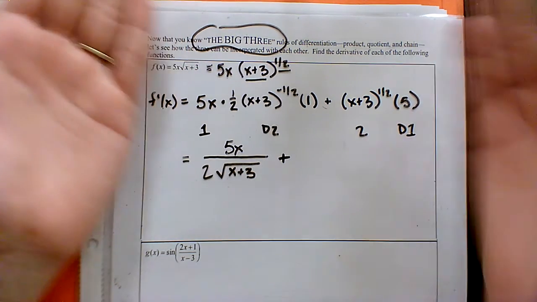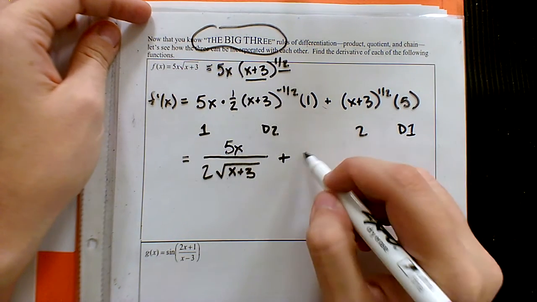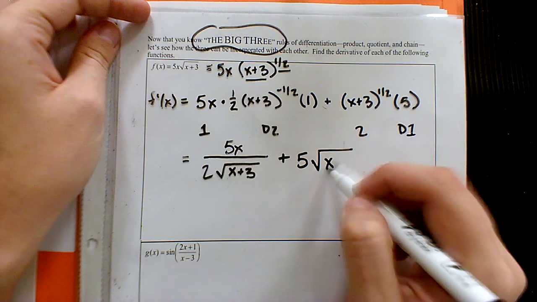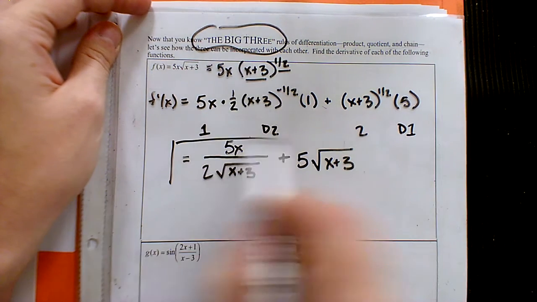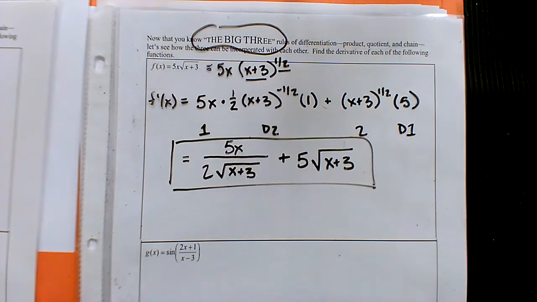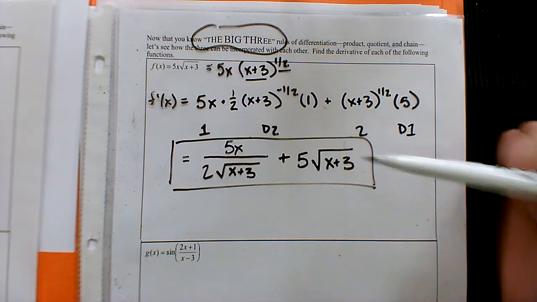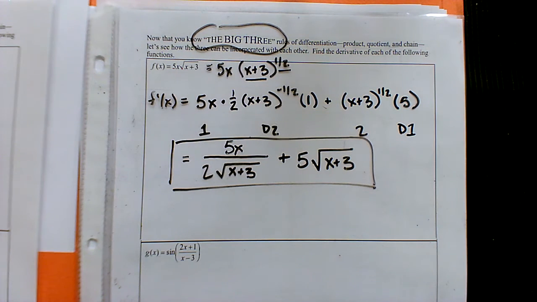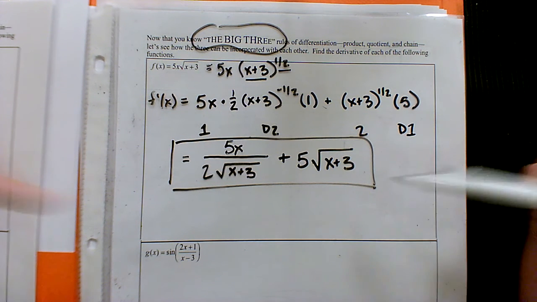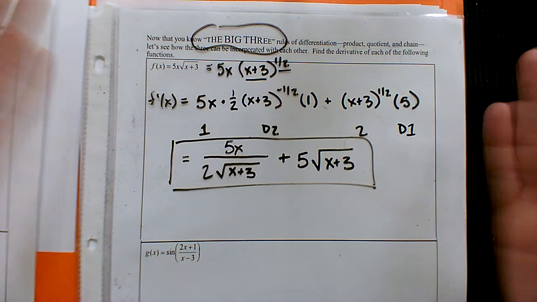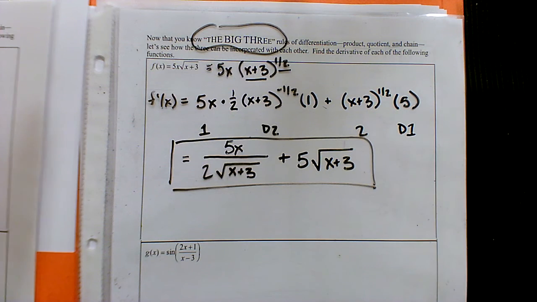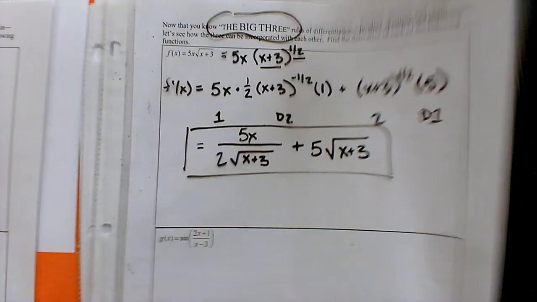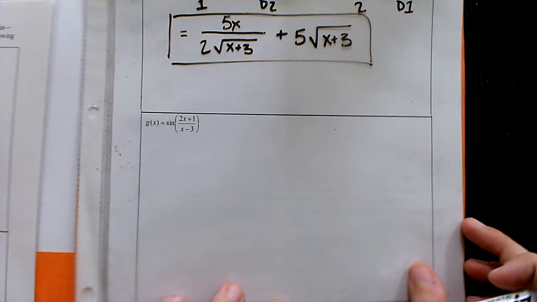Then we have to add the next term, which is kind of simple. We'll have 5 times the square root of x plus 3. So there's our derivative. You could spend the time to get a common denominator and actually add the two together, make it one term. Sometimes you might have to do that, sometimes you might not, but I'd say this is pretty good nonetheless. Again, I can't tell you how far you have to simplify it. It just depends on the problem at hand. Let's try the next one.